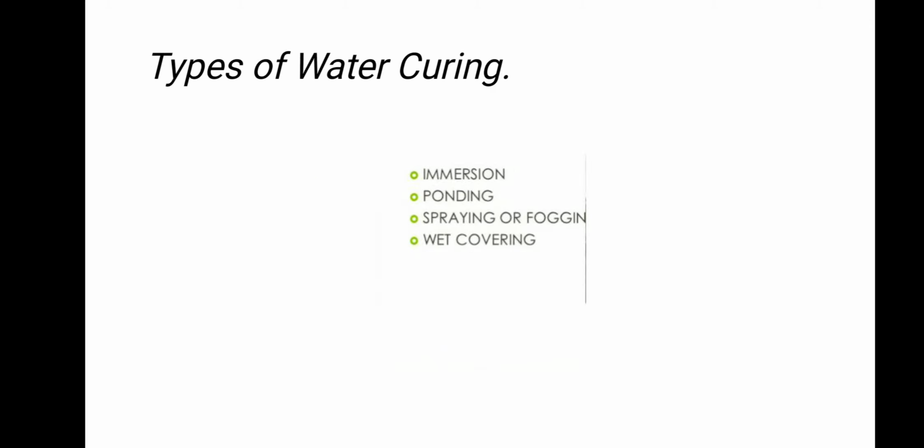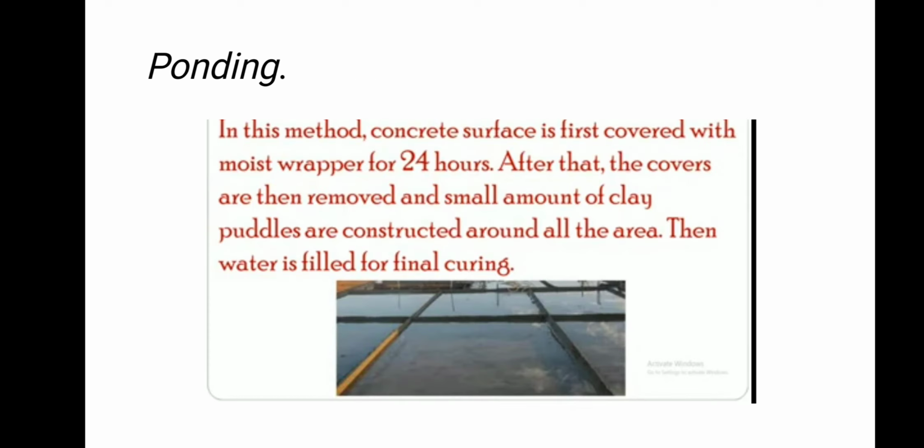Now the different types of water curing are immersion, ponding, spraying or fogging. Immersion is immersing a particular structure in water for curing. In the process of ponding, which is usually done for slabs, cement or clay puddles are made in the form of a grid all over the slab, and they are filled with water, and the curing process is carried out.